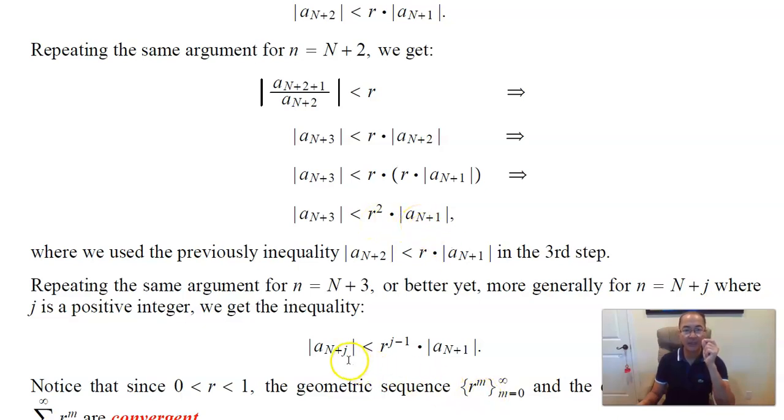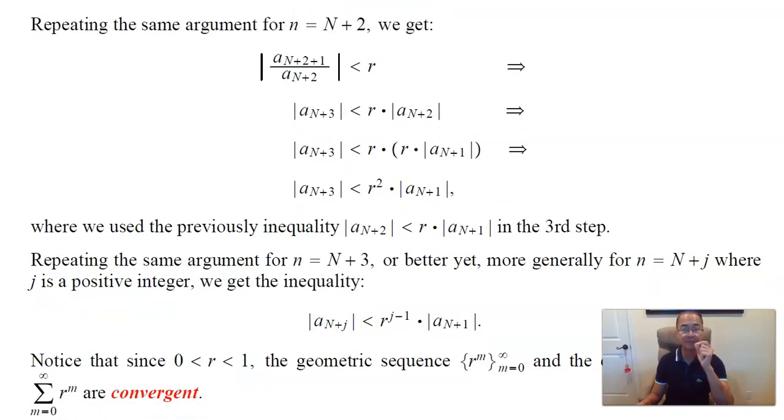Okay, so in general, |a_{N+j}| is going to be smaller than r to the j minus 1 times |a_{N+1}|. Okay, 3 becomes 2, so j becomes j minus 1. And the N plus 1 stays as a_{N+1}.